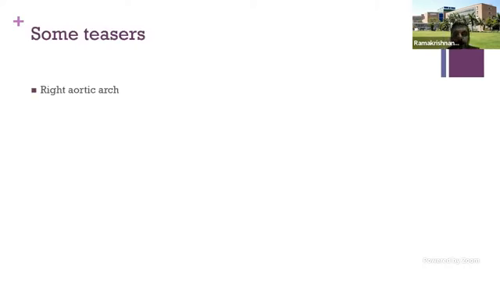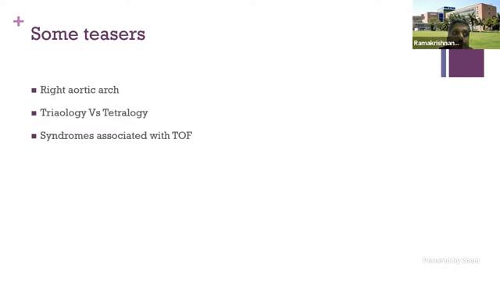So some teasers, I think, for you to read, we'll discuss it later. So I told you about trilogy versus tetralogy. What are the common syndromes associated with tetralogy? And a lot of examiners are fond of asking about right aortic arch. How often you find right aortic arch in tetralogy, in DORV, in truncus, and all those things.